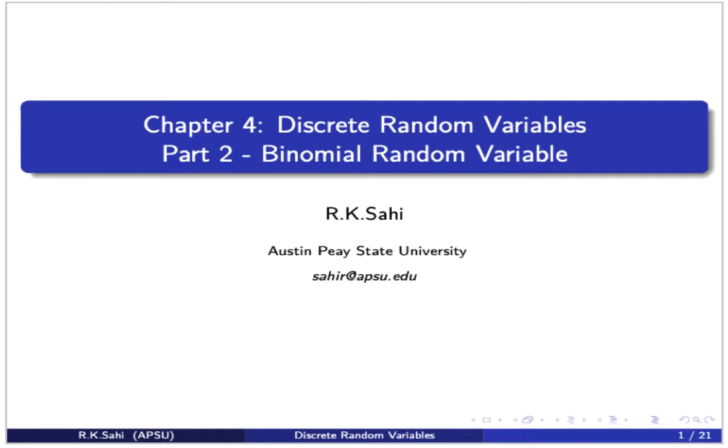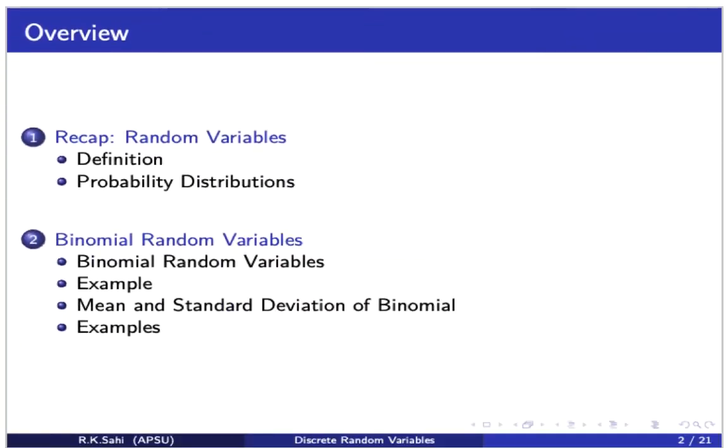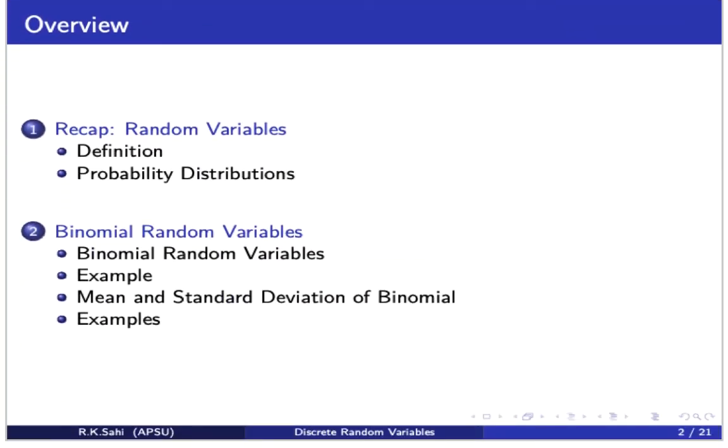We're going to be continuing on discrete random variables, and this time we're going to focus on binomial random variables. The topics I'll be covering: first, I'll be doing a recap of the random variables. Then I'm going to talk about a definition, an example, and a probability distribution. Then finally, the main topic in this session is binomial random variables. We're going to look at an example, some mean and standard deviation, and then some more examples on binomial random variables.